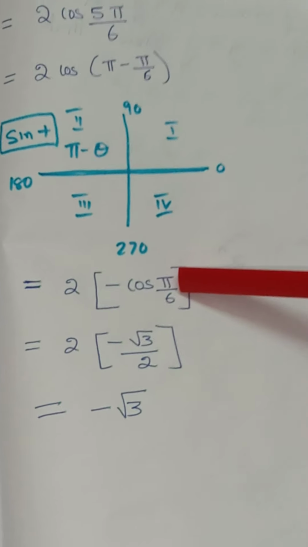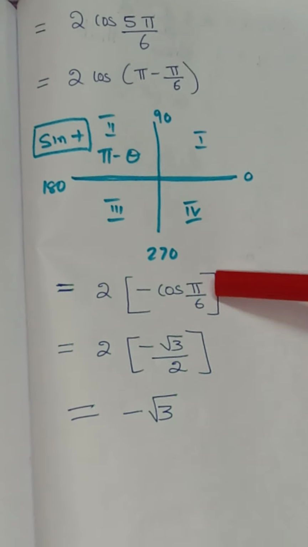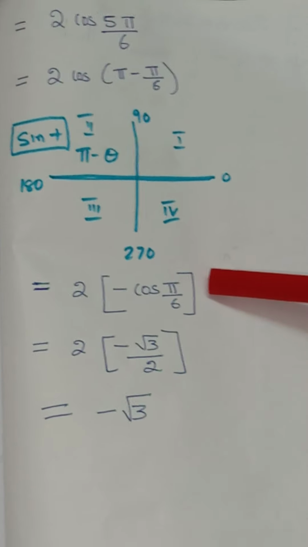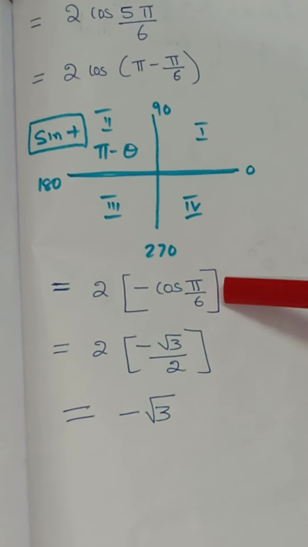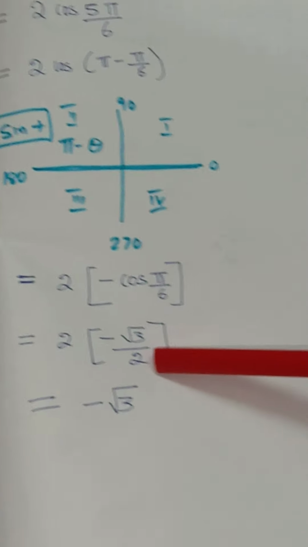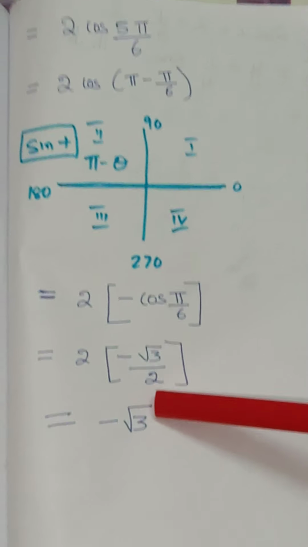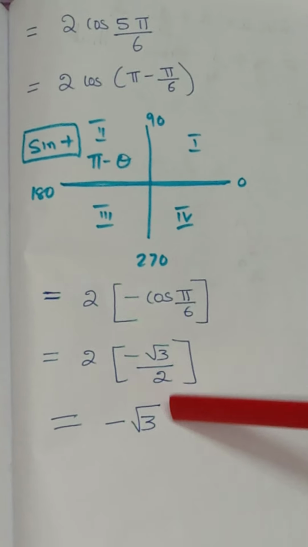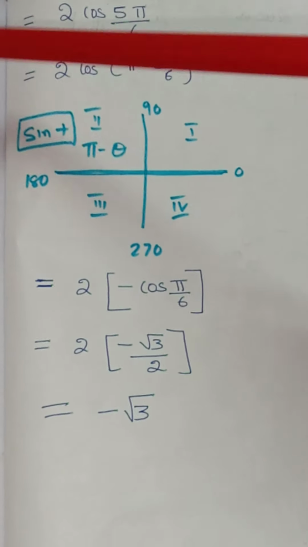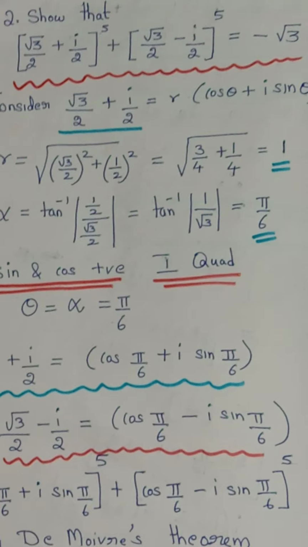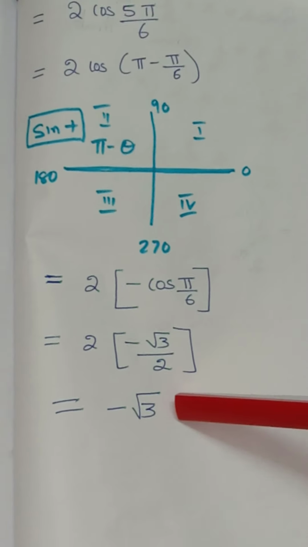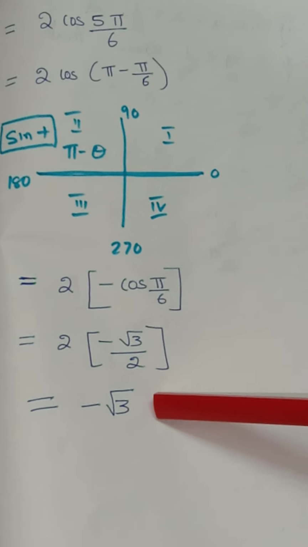Cos pi by 6 means it is cos 30 degree. Cos 30 degree, what is the value? Cos 30 degree is root 3 by 2. So I am writing here root 3 by 2. This 2 and this 2 get cancelled. So we get our answer, minus root 3. Can you see, this is what they have asked in our question to prove, it is equal to minus root 3. And we have proved it is equal to minus root 3. It is a 3-mark question.